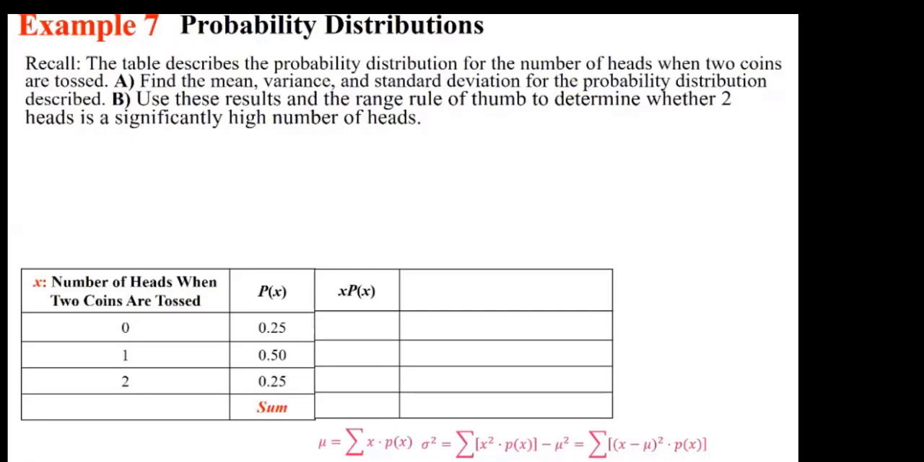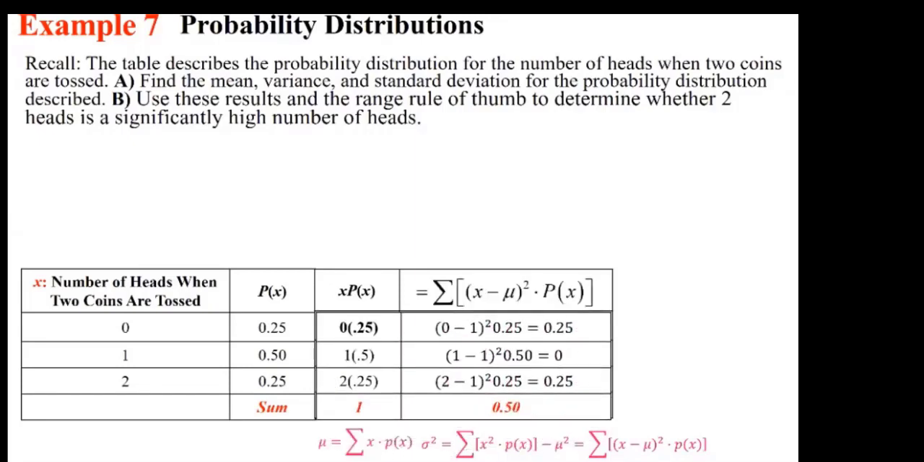Because look at the formula for mu at the very bottom. It says mu is the summation of x p of x. In other words, the first column times the second column gives us this column we just made up, x p of x. So 0 times 0.25, 1 times 0.5, 2 times 0.25. And well, since they're all done at the same time, let me explain the next one also.